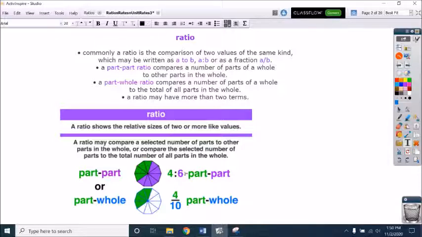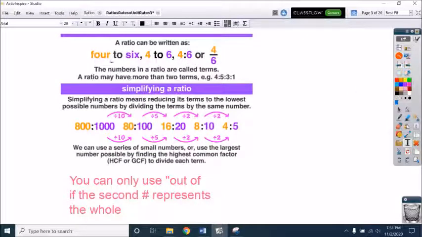There are several ways to show this, part to part to whole. Comparisons are here. So you can say part to part, there are 4 green to 6 purple. Or you can say there's 4 green out of 10 total pieces. So 4 to 6, 4:6, or 4/6 are various ways to write the ratios. And ratios simplify just like fractions.